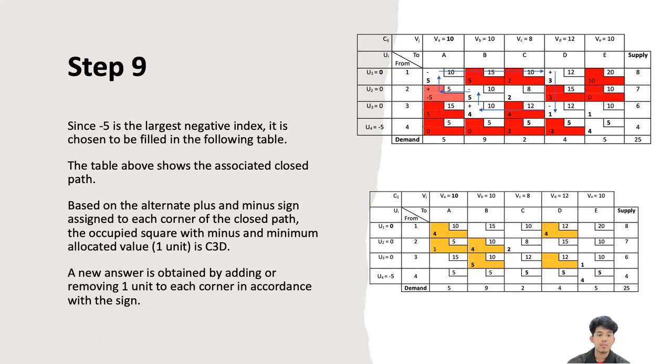And based on the alternate plus and minus signs assigned to each corner of the closed path, the occupied square with minus and minimum allocated value is 1 unit, which is C3D. The new answer is obtained by adding or removing 1 unit to each corner in accordance with the sign, which is, as you can see, the orange one, the yellow one.